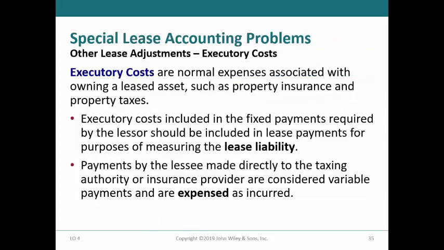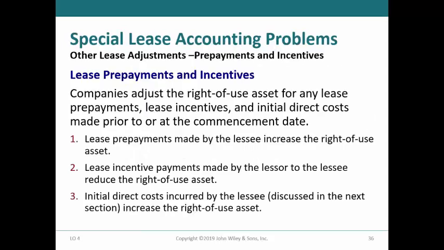Now we will discuss another item that should be considered in determining the lease liability, and that is executory cost. Executory costs are the normal expenses that are associated with owning a leased asset, such as property insurance and taxes. Sometimes these amounts will be included in the fixed lease payments made to the lessor. If they are, then they should be included in the lease liability. If the payments instead are made directly to the taxing authority or the insurance providers, then they are considered to be variable payments and are expensed as incurred.